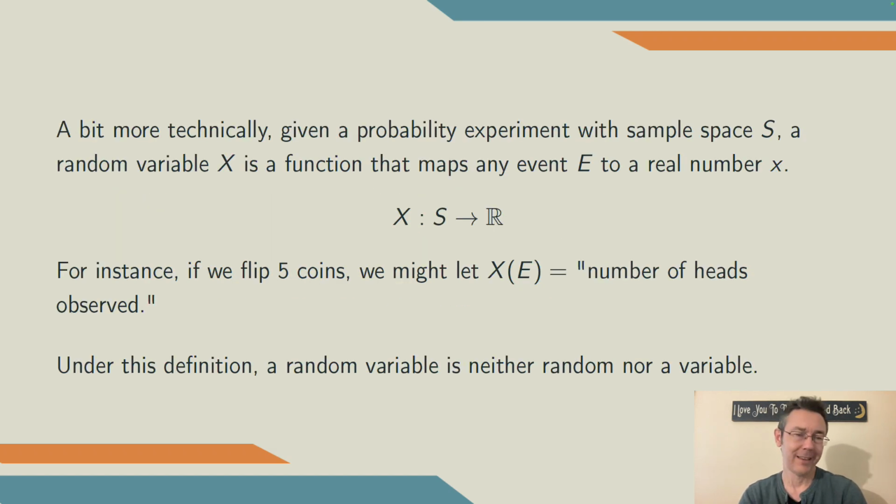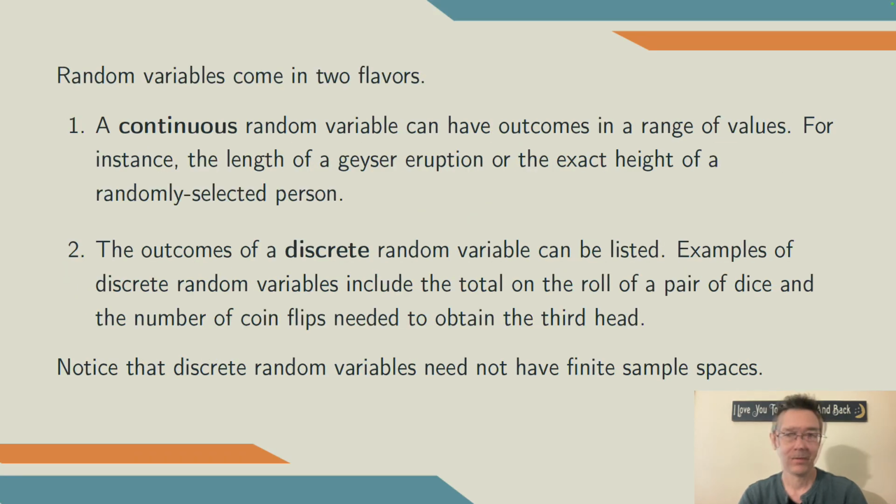A bit more technically, given a probability experiment with a sample space S, a random variable x is a function that maps an event E to a real number x. For instance, if we flip a coin 5 times, or if we flip 5 coins, we might let x of E be the number of heads observed. And under this definition, which is the more technical one, a random variable is neither random nor a variable.